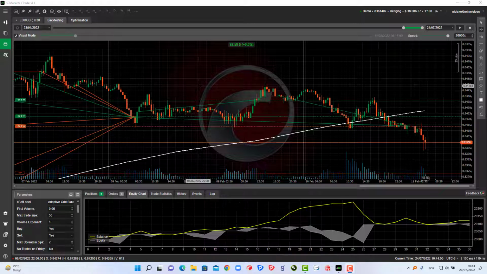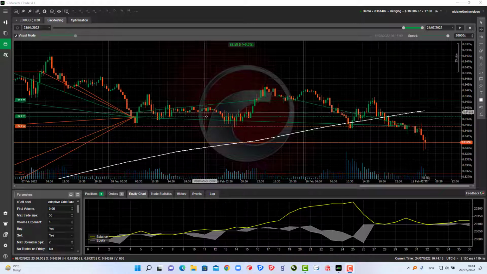Today we're talking about grid systems and more specifically the importance and the impact of changing the volume exponent, also called the multiplier settings in your grid trading. How does it alter performance and how does it change behavior? We're going to talk about that today.